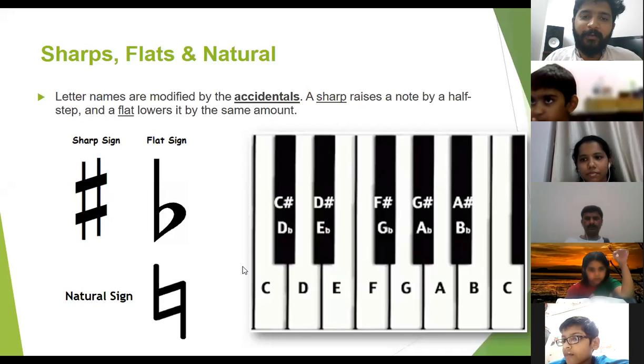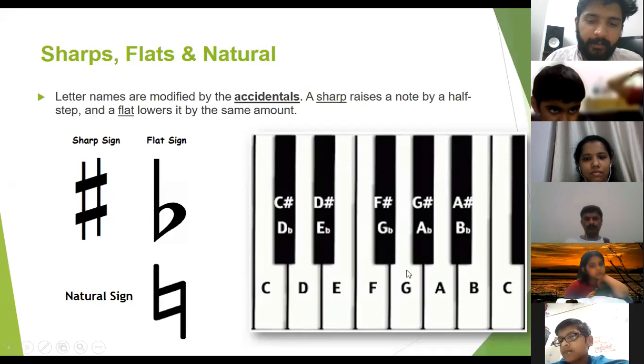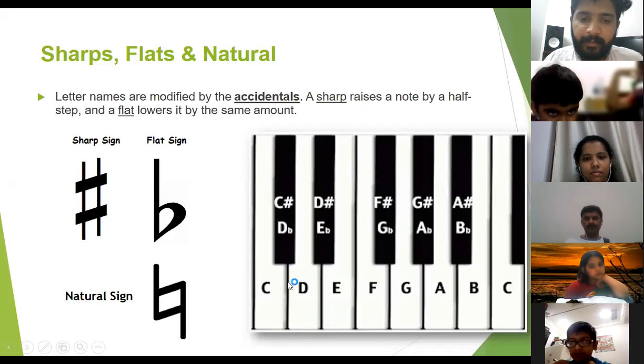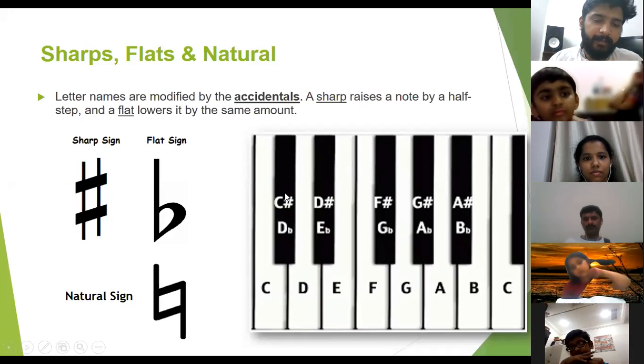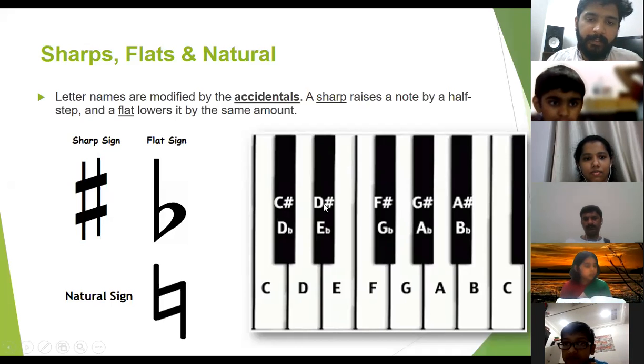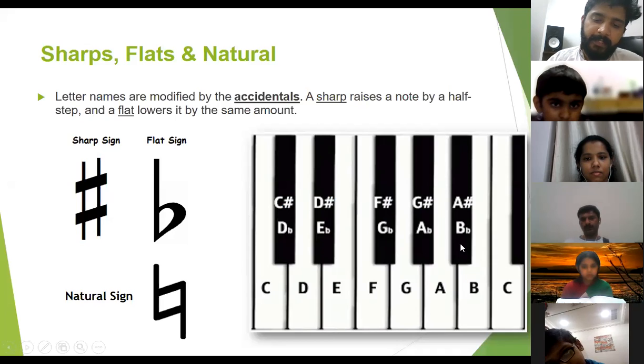Okay, so those are new. You have to watch the video that I sent yesterday. Anyway, I'll explain it to you. So sharp means simply go up. F to F sharp, G to G sharp, A to A sharp, C to C sharp. So this black key is going to be a sharp. It's called C sharp, D sharp. There are 5 blacks, right? So this is called C sharp. This key is called D sharp, this key is called F sharp, G sharp, and A sharp. And flat means you go down a step, half a step. So B to B flat, A to A flat, G to G flat.